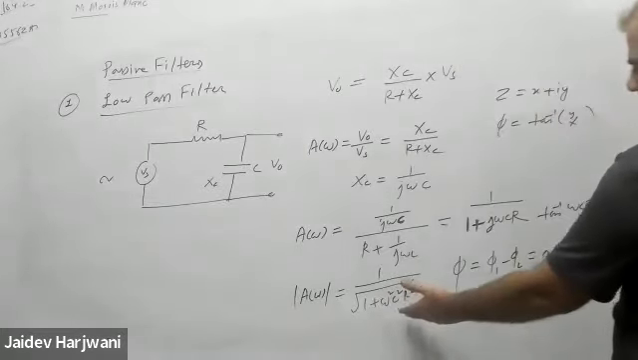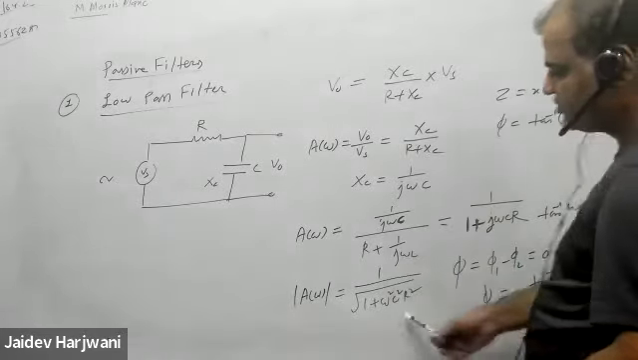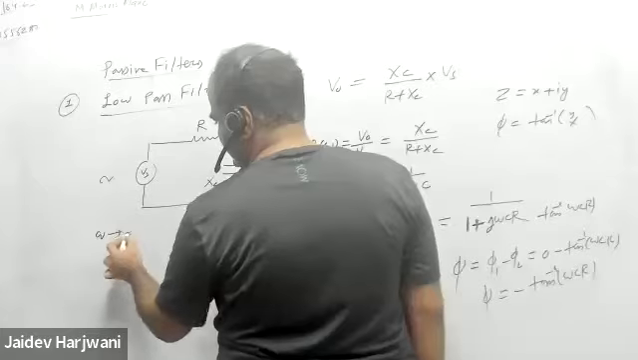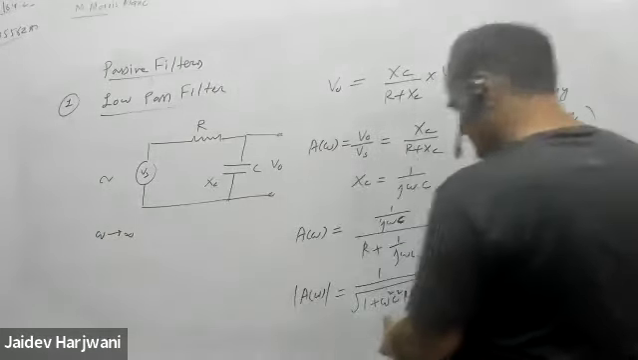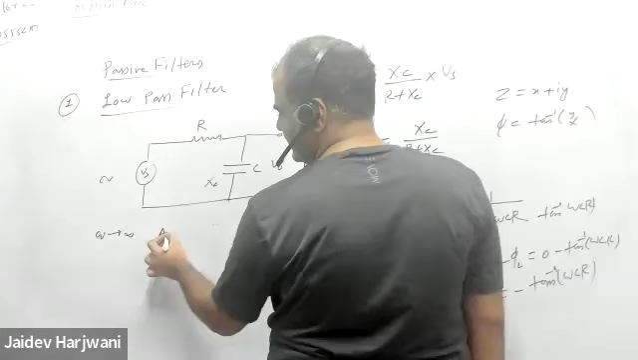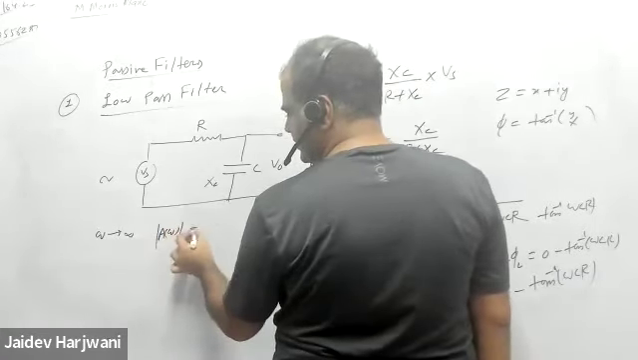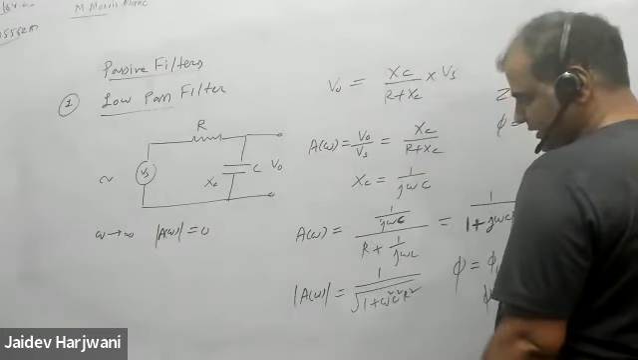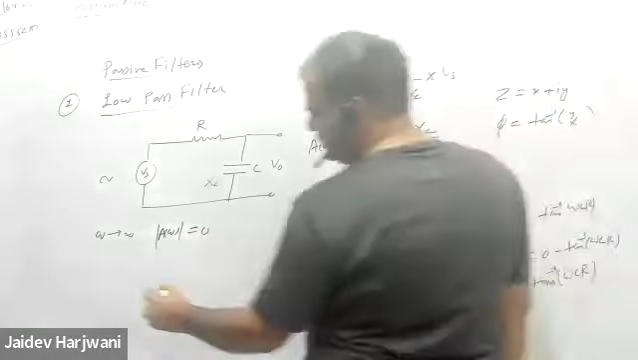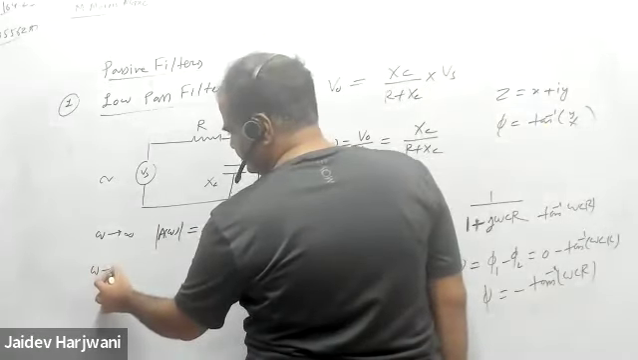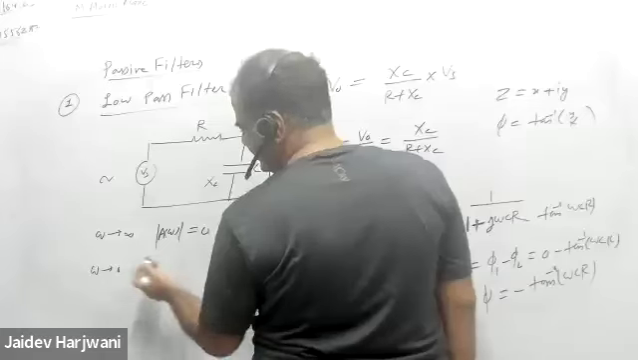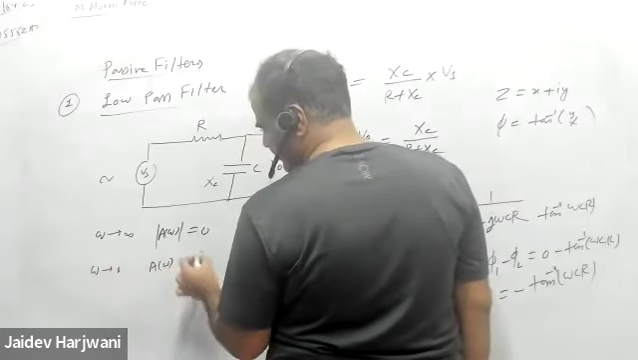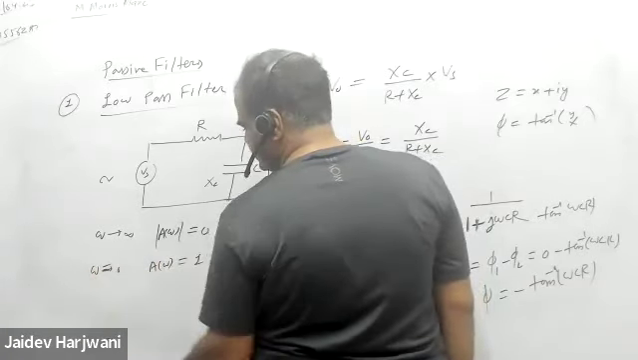Now let us discuss this gain as a function of frequency. If my omega is infinite, then my gain becomes 0. For high frequency the gain becomes 0. And if my omega is 0, then my gain equals 1, since 1 over 1 plus 0 is 1.